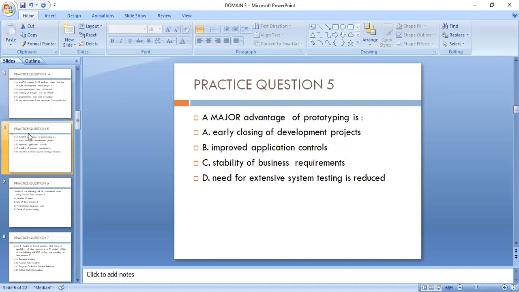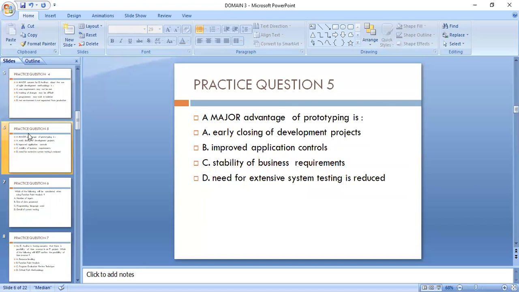So let's look at five. The major advantage of prototyping is A, early closing of development projects. B, improved application controls. C, stability of business requirements. D, need for extensive system testing is reduced. So in prototyping, the objective is to let the first system appear, let the system be ready as fast as possible, then we can be upgrading later based on feedback.